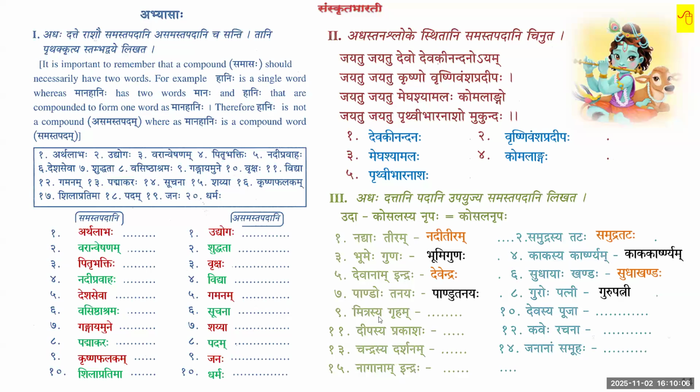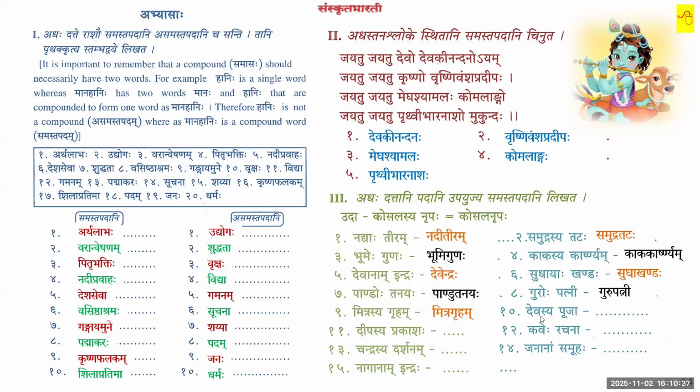Okay. Mitrasya Griham. Mitram is the Pratama Ekavachana. The Pratipadika is Mitra. So Mitra Griham. Remember, this could be the son's house of the Lord, or the Sun's house also. So this could be Mitraha or Mitram. We don't know whether the Pratipadika is Mitra in Napumsaka or Mitra in Pullinga. But luckily for us, it doesn't matter. Mitra Griham.